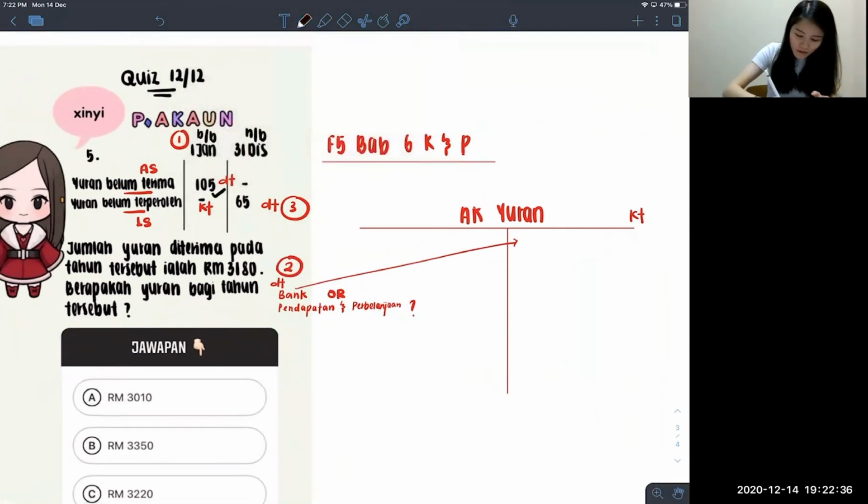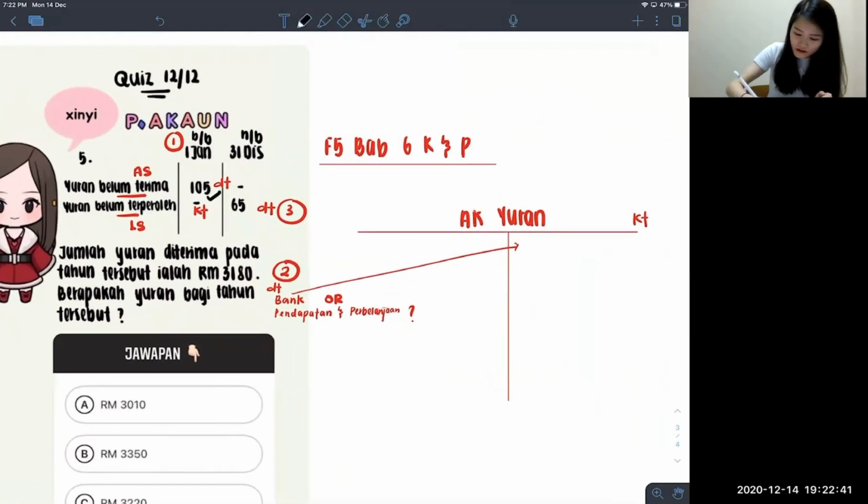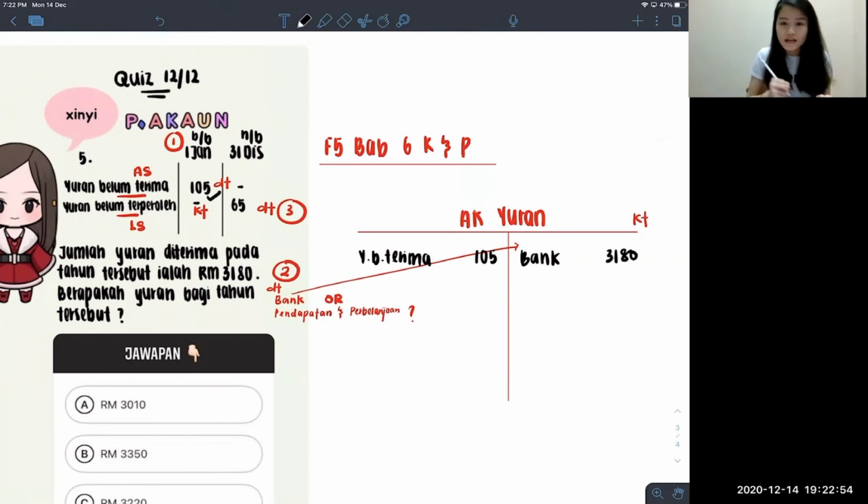First step is going to be our Baki BB yuran belum terima. You put that to the debit side. Yuran belum terima 105. Okay, put that in. And then the second step, bank, put it to the credit side. Bank, I received 3180. Then last step, before we move on to put the HB in, you have to save a space for your pendapatan dan perbelanjaan. So as I said, they must provide either one, then you find the opposite. So that's why for this pendapatan dan perbelanjaan, you have to save a space over here for it.